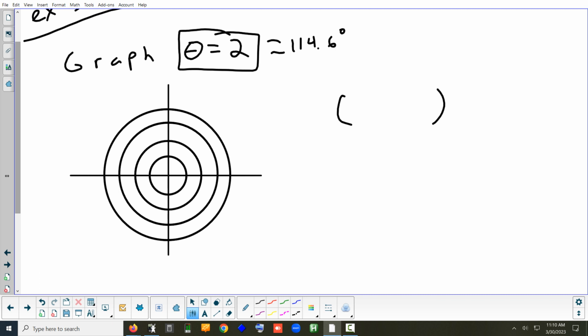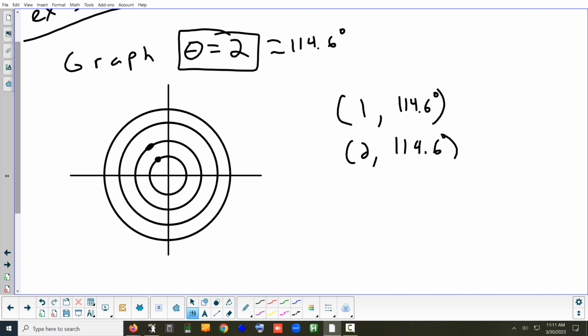One comma 114.6 degrees. So 1 comma 114.6. So that means you'd go right 1, and then 114.6, a little after 9. Okay. What's another one? 2 comma 114.7. So 2, all right, we know what the angle is, 114.6. Put me right about there.